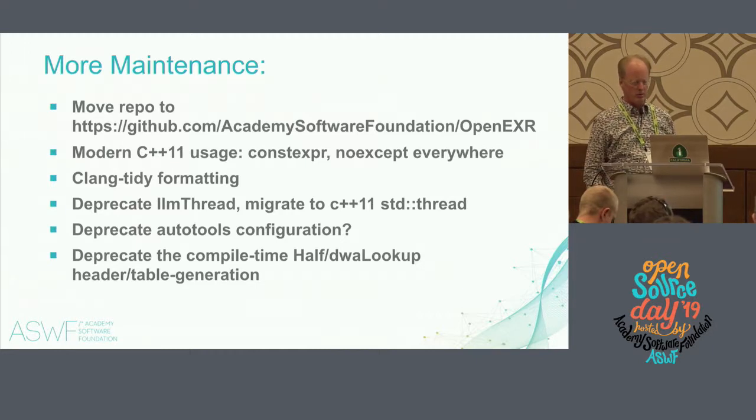Another thing, a major source of issues that people in the community have is the runtime code generation that's built into the half and compression table code that's generated on the fly. That stuff failing is a major source of problems, and we think what we want to do is just completely deprecate that, generate the code, and check it into the repo.